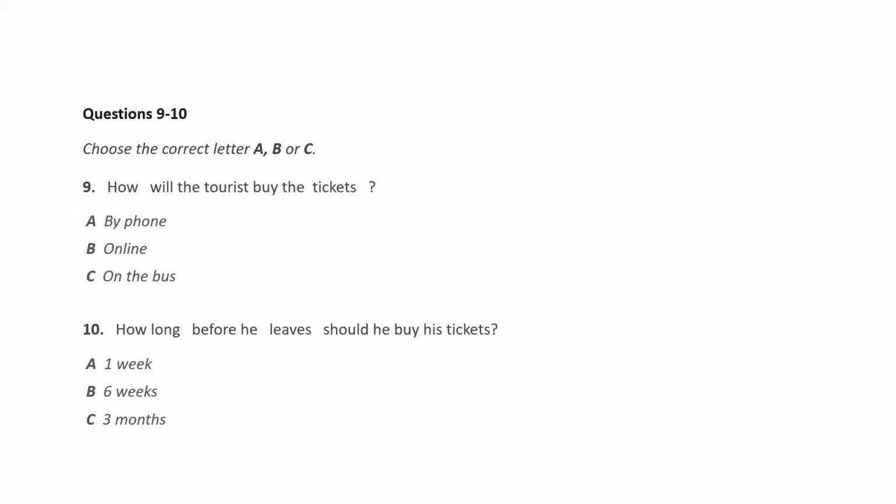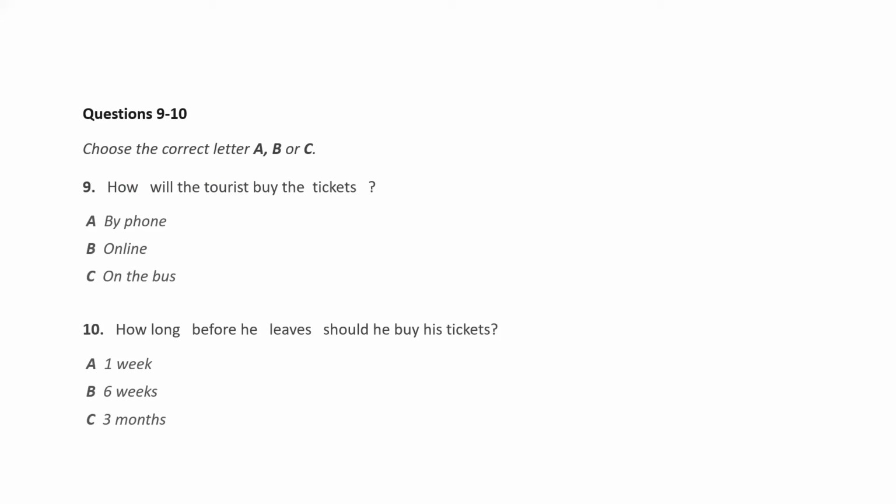We're going to move on now to multiple choice. Questions 9 to 10. Choose the correct letter A, B, or C. 9. How will the tourist buy the tickets? A, by phone, B, online, C, on the bus. And number 10, how long before he leaves should he buy the tickets? A, 1 week, B, 6 weeks, C, 3 months.